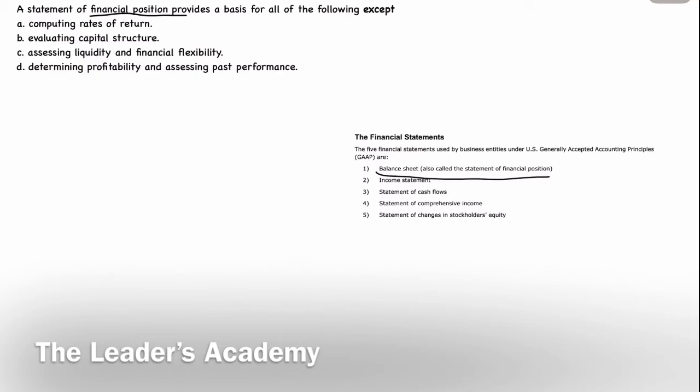And when it comes to financial statements, we have 5 different statements according to US GAAP. They are balance sheet, income statement, statement of cash flows, statement of comprehensive income and statement of changes in stockholders' equity. And now let's get into the question.